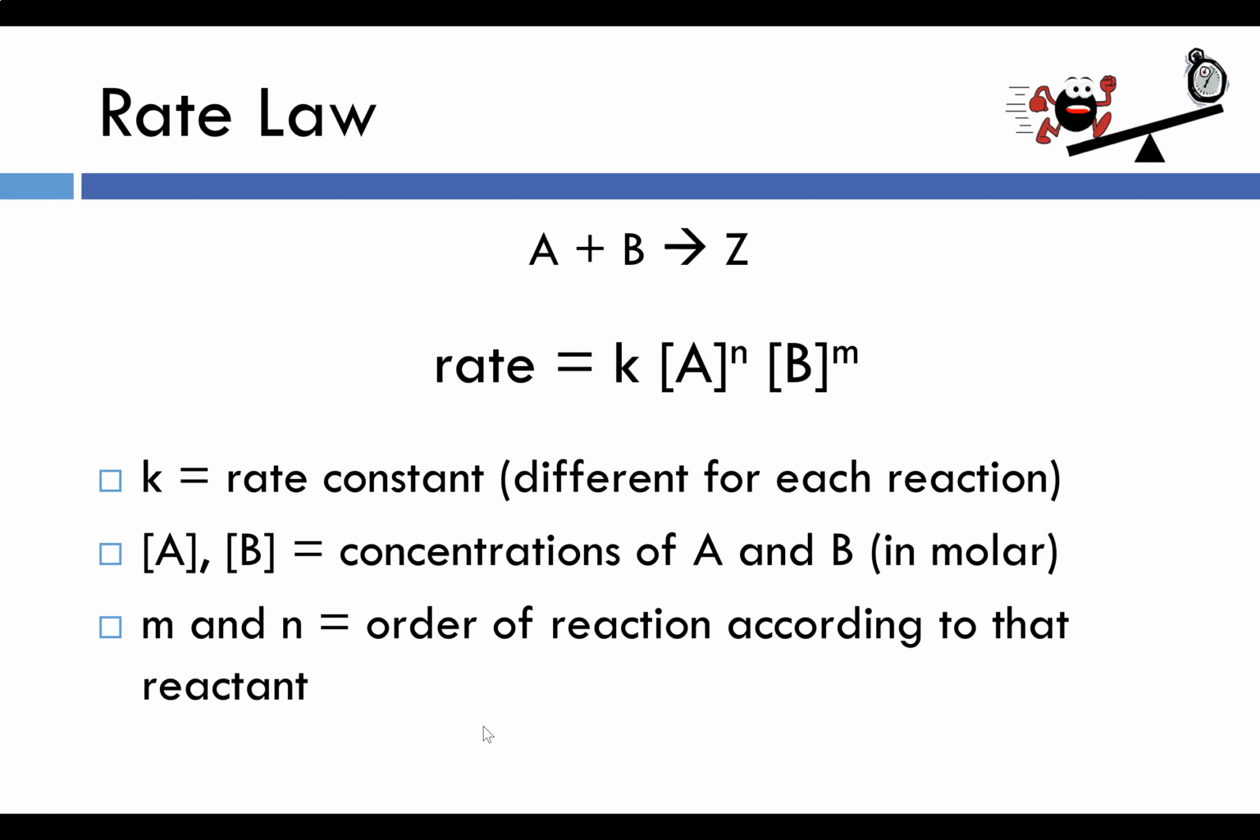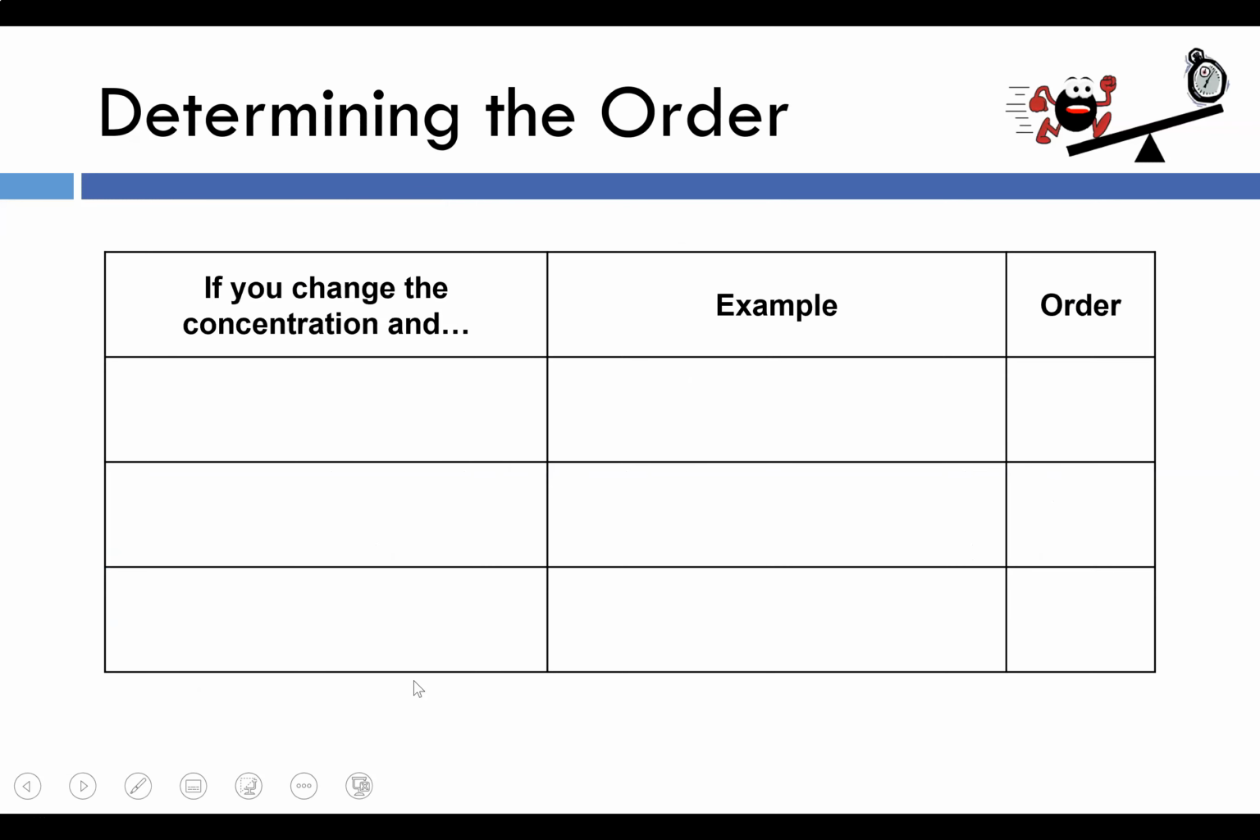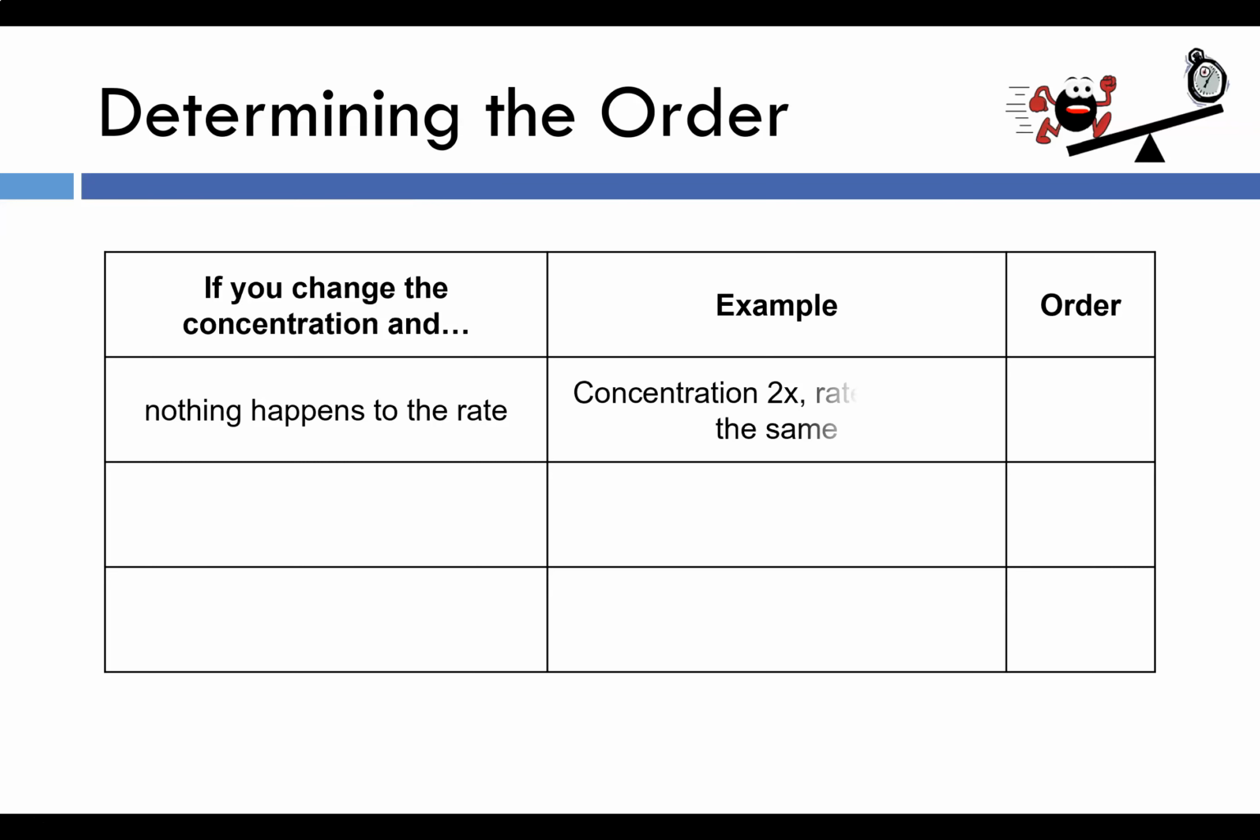All right, before we try to put any of this information to work, let's dig in a little bit deeper about what the order of a reaction actually is. So when we go to determine the order, what we do is make a change in the concentration of one of our reactants, and we see how the rate of the reaction responds. So for example, let's say you change the concentration of one of the reactants and absolutely nothing happens to the rate. So for example, you double the concentration of a reactant, but the rate remains the same. We would say that that is zero order.